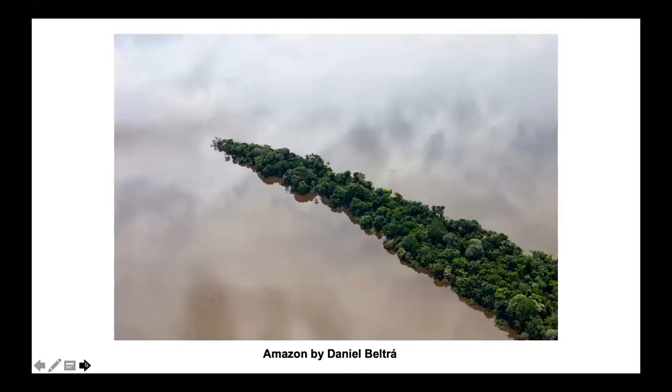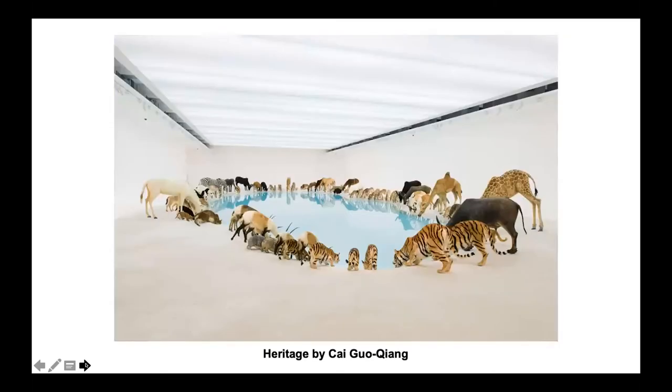Here's an aerial photograph of the Amazon by Daniel Beltra. And here the highlight is not what you see, but what you might see in the future. As we change the hydrology of the Amazon and continue to over-harvest and shrink and impact the forest's boundaries, we may reach a tipping point where all of this beautiful rainforest, or a meaningful portion of it, will become a grassland. And we'll talk about tipping points a little bit more. This is a beautiful sculptural installation by Cai Guo-Qiang, a Chinese artist, called Heritage. Again, highlighting the precious nature of water and its critical nature in supporting biodiversity.